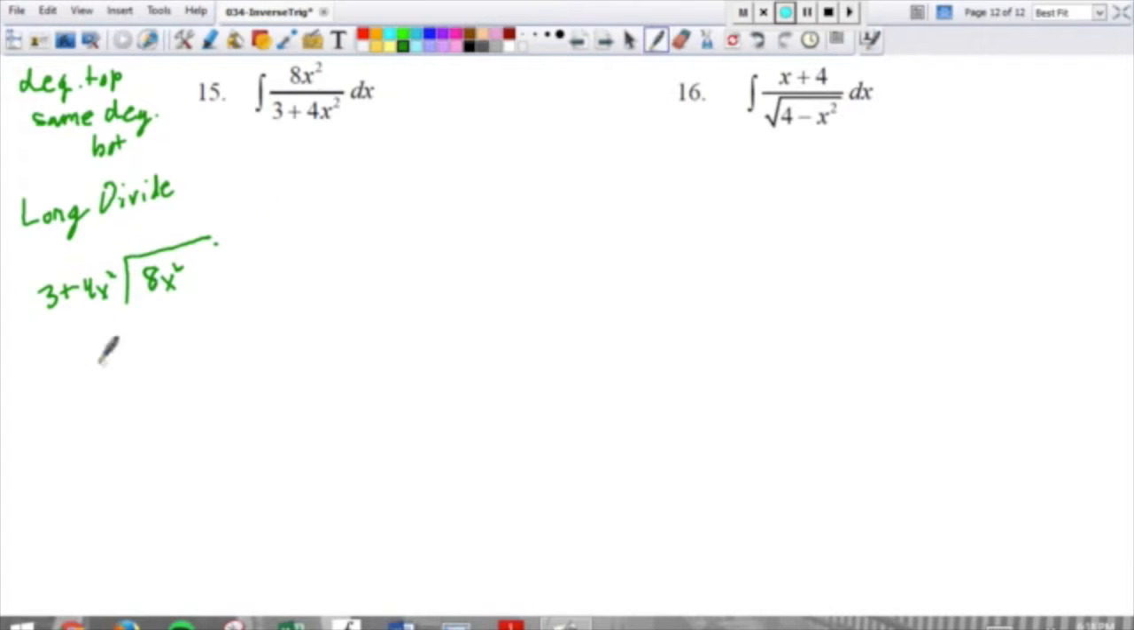So, I had to long divide. How many times do I multiply this to make something like the 8x squared? I'd have to multiply by 2. Let's write that 2 over here. 2 times all of this would be 8x squared plus 6. We're subtracting the entire thing. So the remainder when I long divide is negative 6. So this integral becomes this integral: 2 minus 6 over 3 plus 4x squared dx.